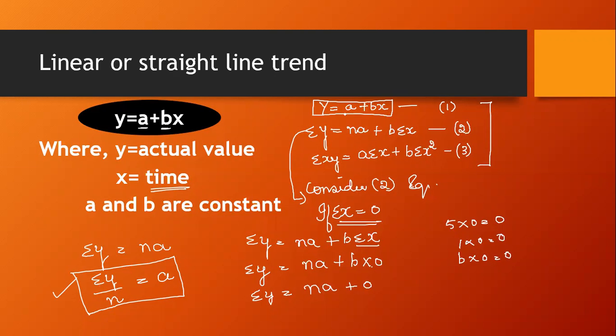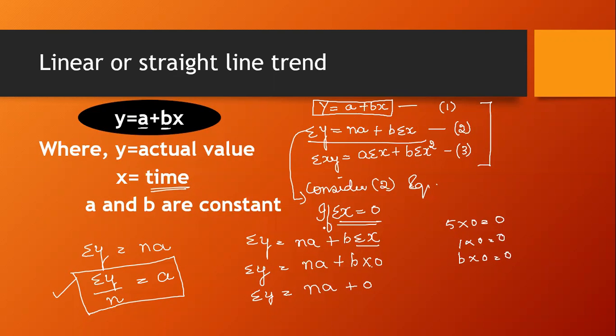Okay. So we have three equations here. First equation is the trend value. The second and third equations are given to find out the value of A and B. To find out the value of A, you take the second equation. And you have to consider summation x is equal to 0. And in the problem also, you should get summation x, that means the total of time x in the calculation, equal to 0.